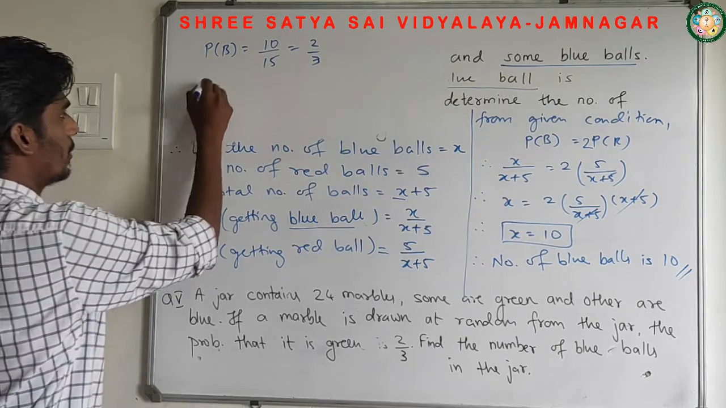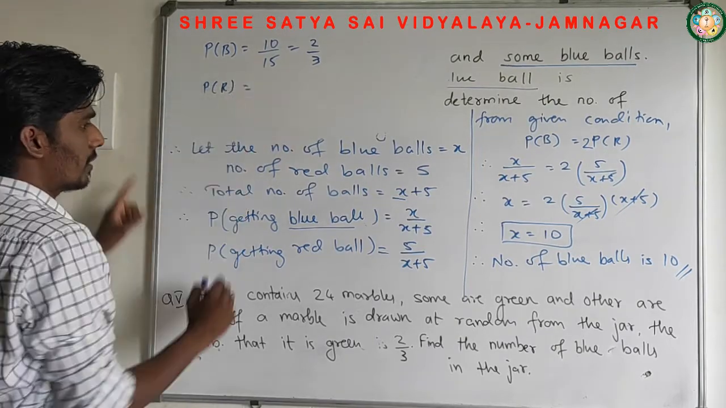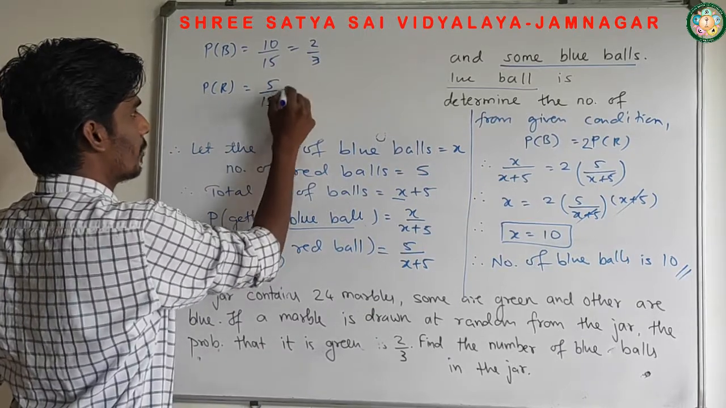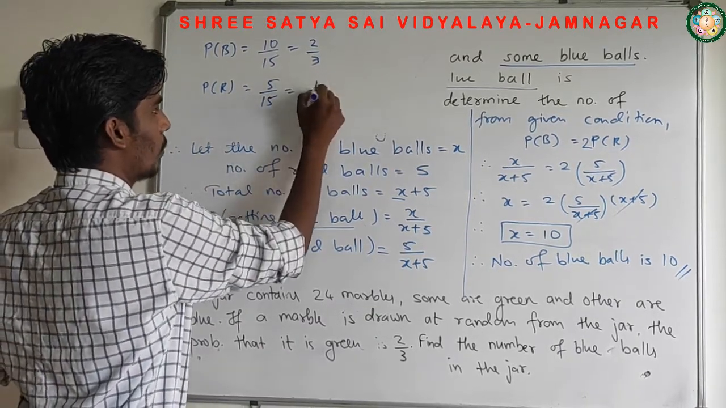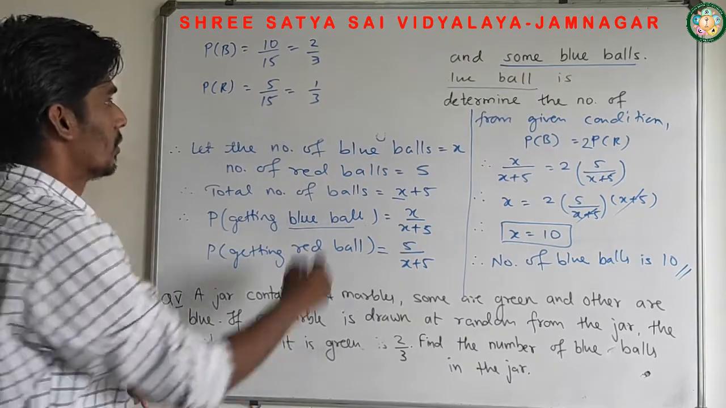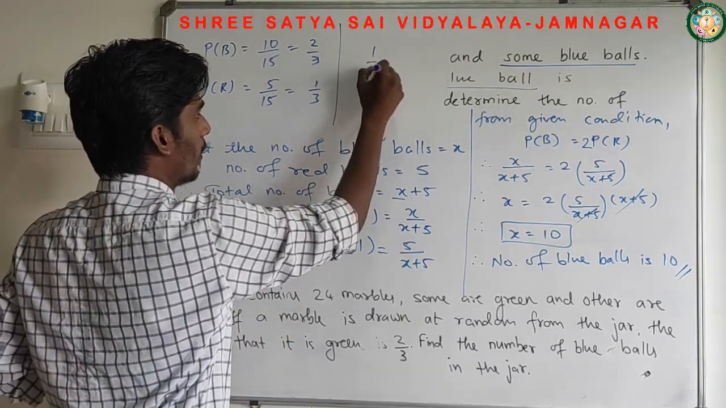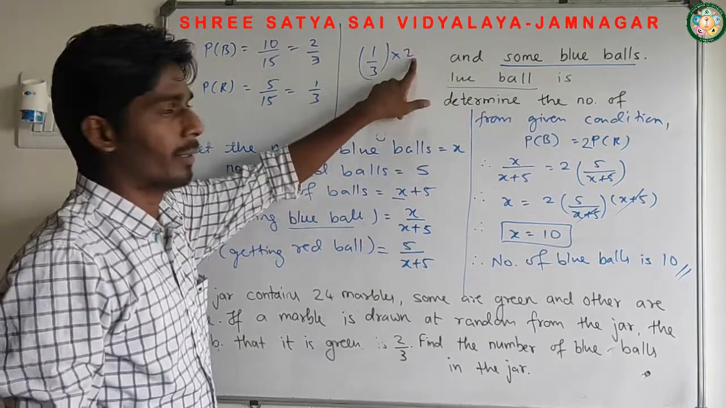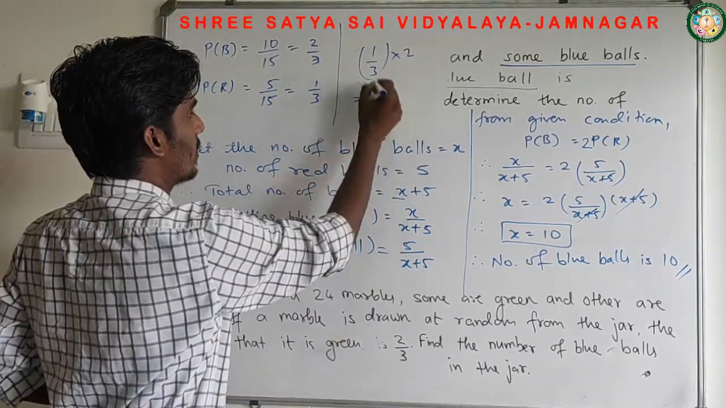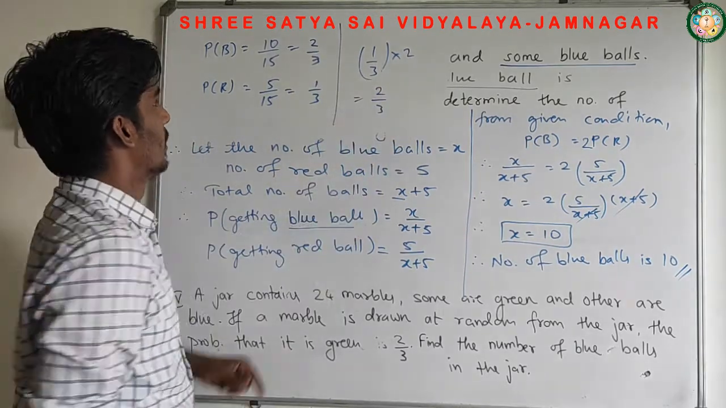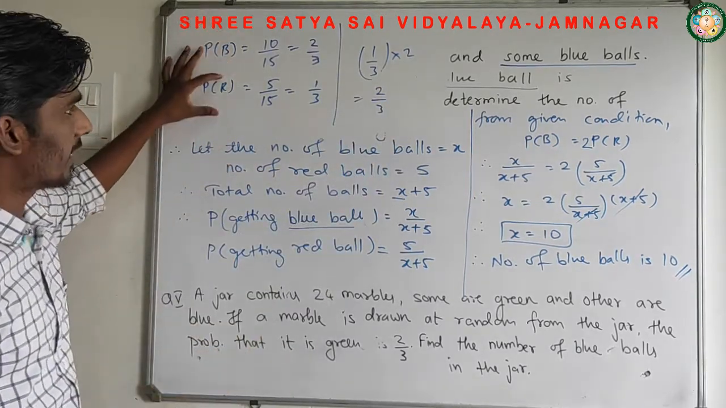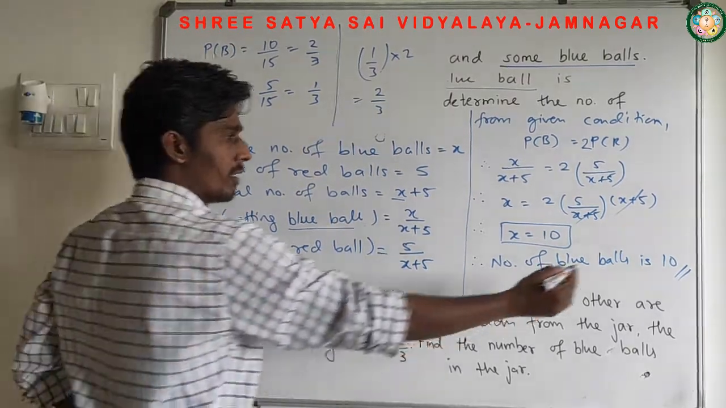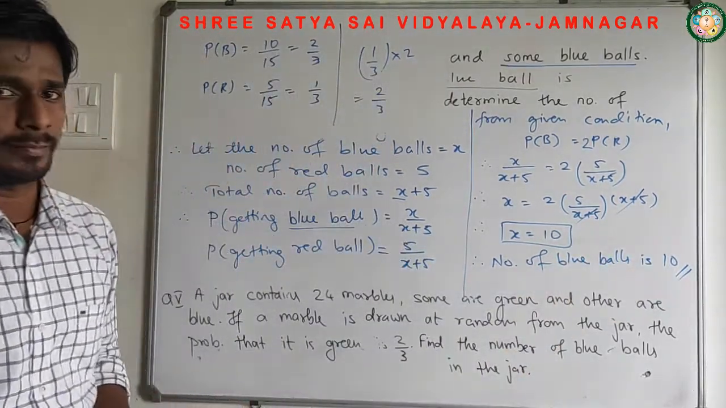And if I find out the probability of red color, how many red balls are there? 5. It's 5 upon 15. How much did I get here? 1 upon 3. So if I multiply 1 upon 3 into 2, double of it, twice means double, so multiply by 2, 2 ones are 2 upon 3. I got it. So the probability of blue is double that of red. This is just a part of verification. You have to just solve up to this.